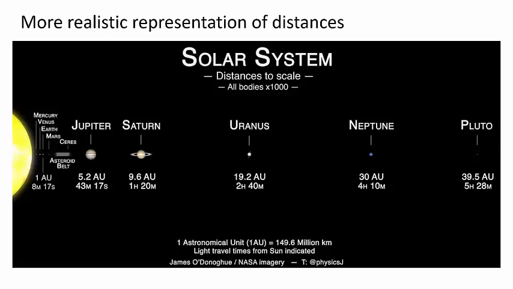So let's look at a more realistic representation of the distances involved in our solar system. Over to the left, of course, we have our yellow sun, and we can see the first 4 terrestrial planets, little small dots, Mercury, Venus, Earth, and Mars. And then we see the asteroid belt that we talked about, lying between Mars and Jupiter. And then as we go further out, you see that things get spaced out.